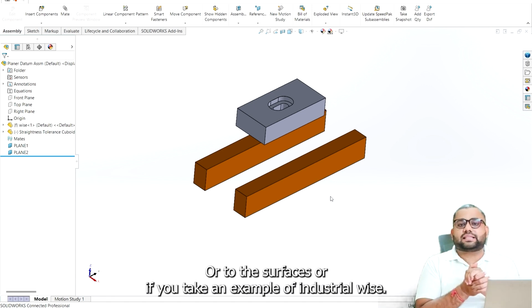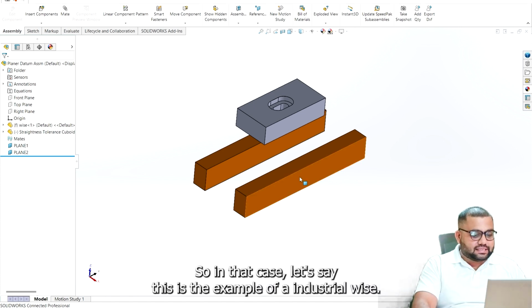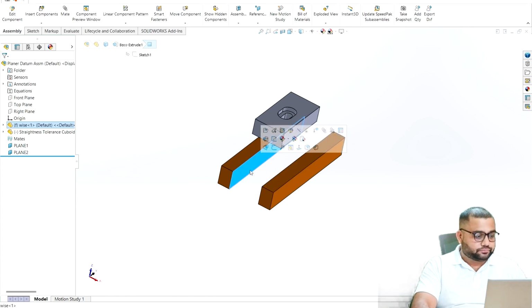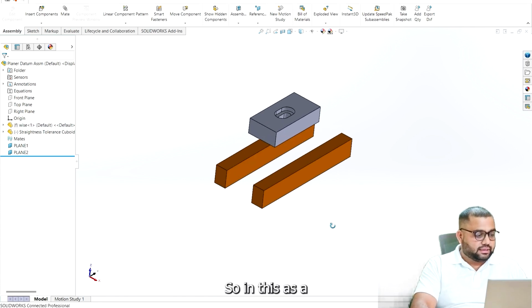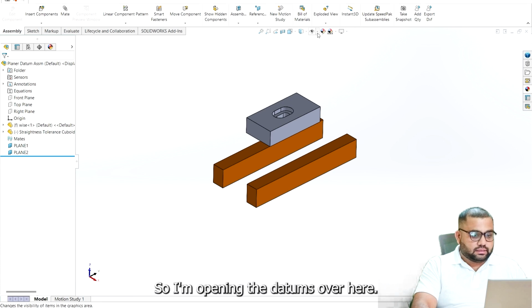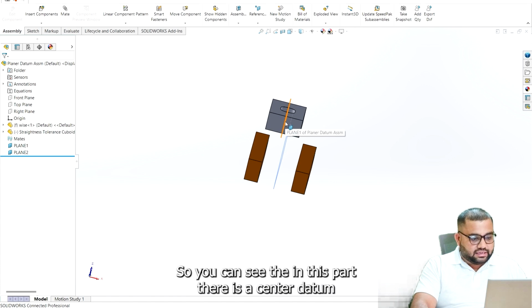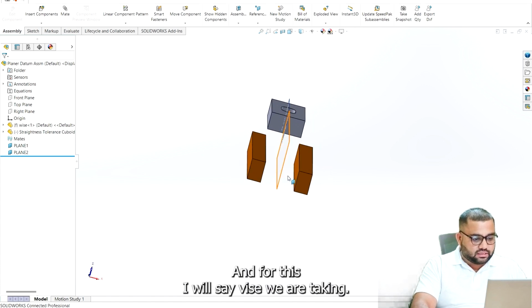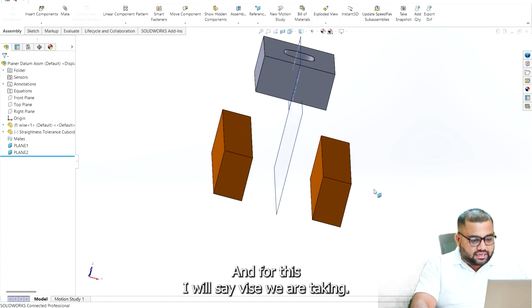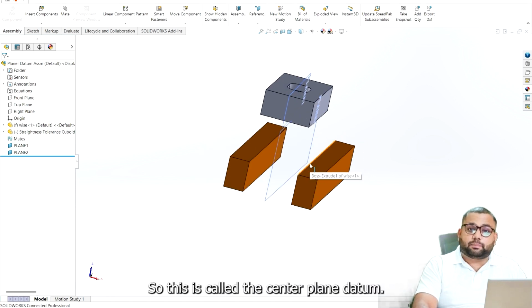Or if you take an example of an industrial vise, if you are holding a part onto an industrial vise, let's say this is the example of an industrial vise. In this case, it is called the center plane datum. So I'm opening the datums over here, so you can see in this part there is a center datum for this part also, and for this I will say we are taking a vise. So in the center there is one plane. Okay, so this is called the center plane datum.